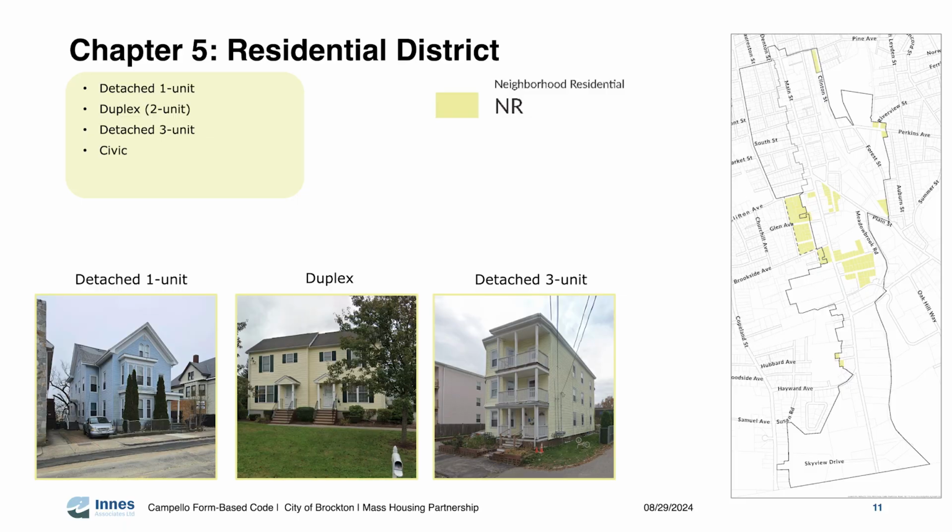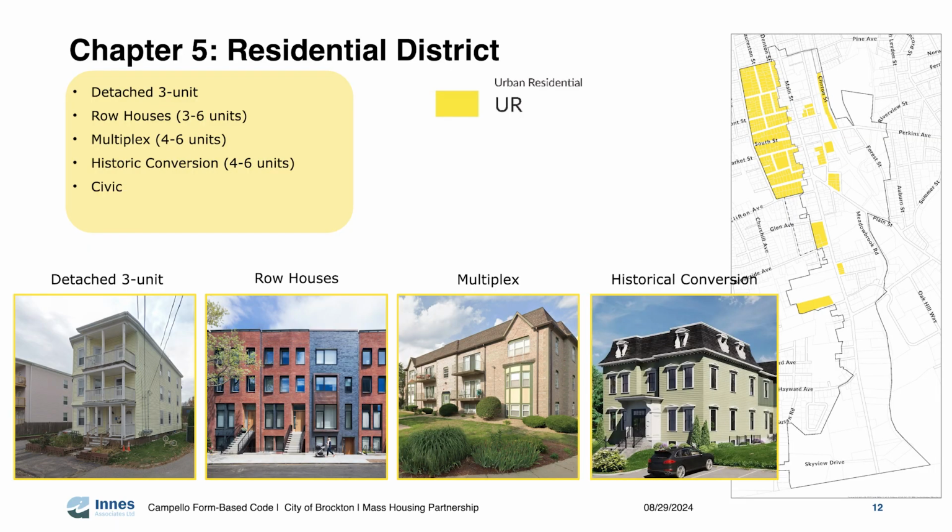So, before I go further, this light yellow here is where the neighborhood residential is proposed to be allowed within Campello. And again, you'll see it on here when you come up in a little while to look at it. So there's another residential district, which is the urban residential. You'll see we've got a couple of extra building types on here, but the key about this is that we're allowing the residential density to go up a little bit.